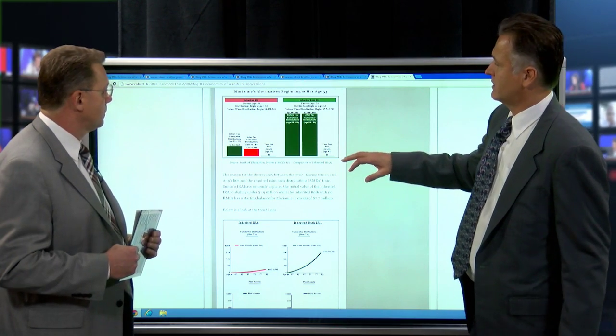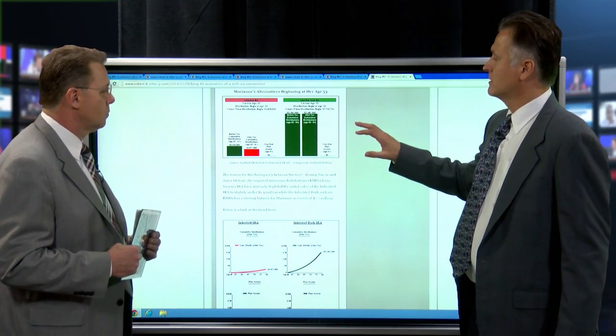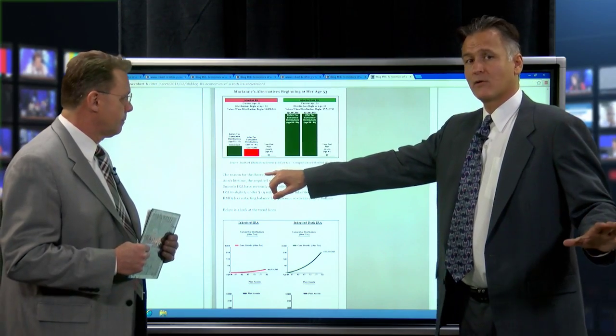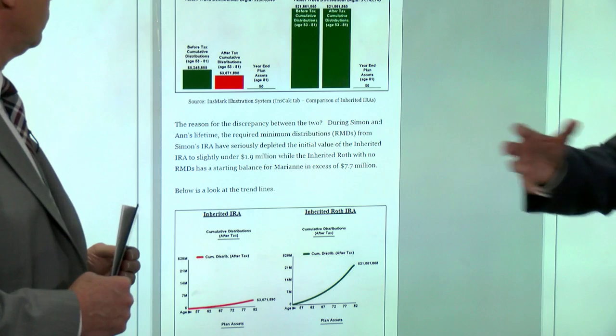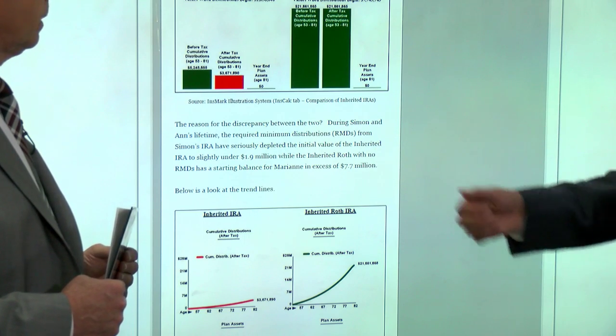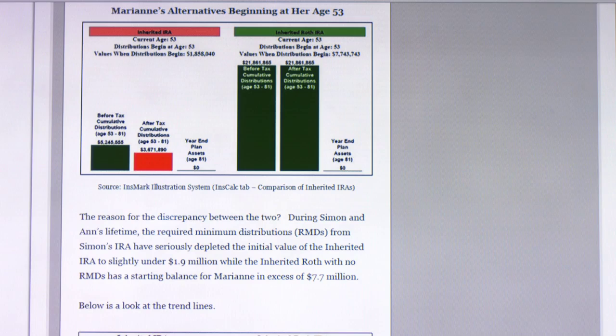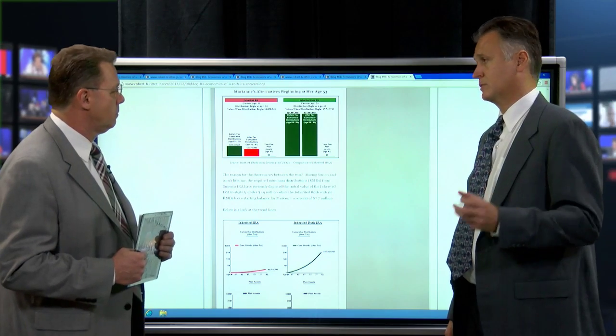And here you can see, you'd have to study these numbers, but the value to the heirs, if we just leave the IRA alone, was $3.6 million of distributions over time after tax. The value of converting to the Roth and then naming the heirs as beneficiaries of the Roth is almost $22 million. So it's really incredible for intergenerational planning.